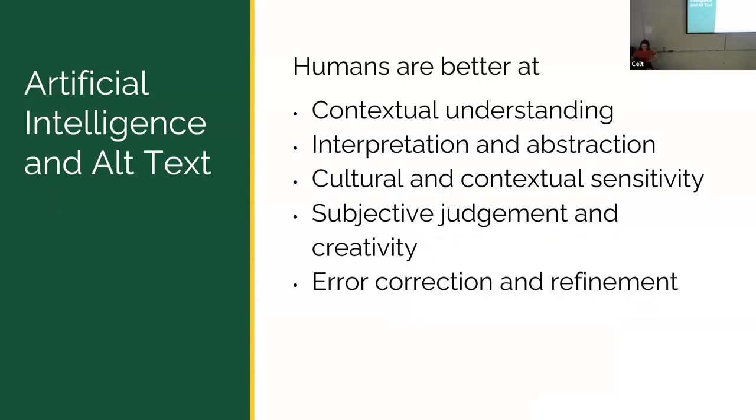So humans are better at context, interpretation, abstraction, cultural and contextual sensitivity, subjective judgment, and error correction. I have to say that is what ChatGPT said when I asked it why humans are better at alt text than AI. So I mean, it does have its strengths, but without a human to check for errors, we also have a race.